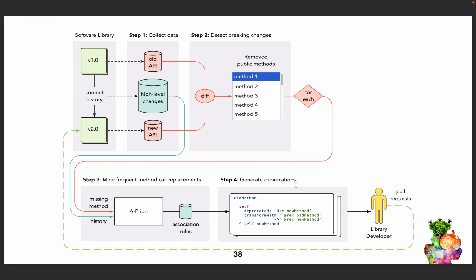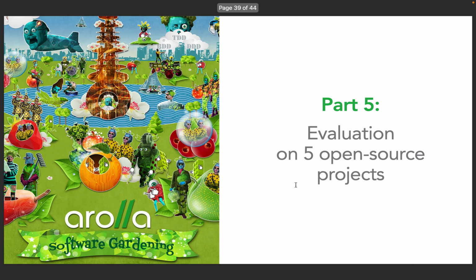Here you can see the big picture of the whole approach at a glance. We have a library with 2 versions, we collect the data, and we detect breaking changes. Then for each missing method, we mine frequent method call replacements. We generate a deprecation and propose it to the library developer, and if the library developer accepts it, they can submit it as a pull request to the new version of the library.